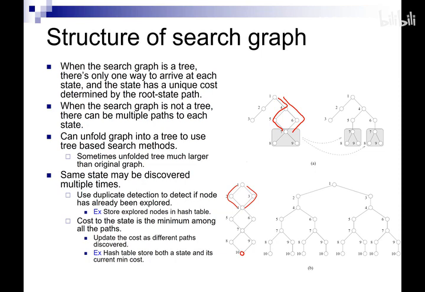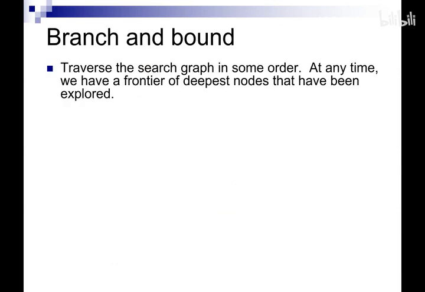Now we're going to talk about several sequential heuristics for searching through these search spaces. Later we'll talk about how to parallelize these sequential heuristics. The first heuristic is called branch and bound. This is some sort of pruning heuristic. It searches through the search graph in some order, but at certain points in time, we can eliminate certain nodes from ever being explored.